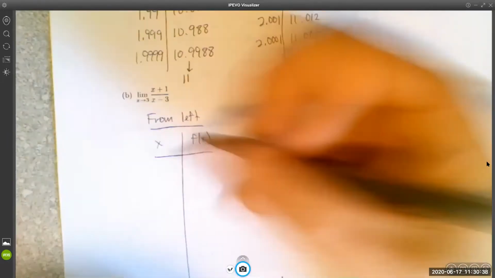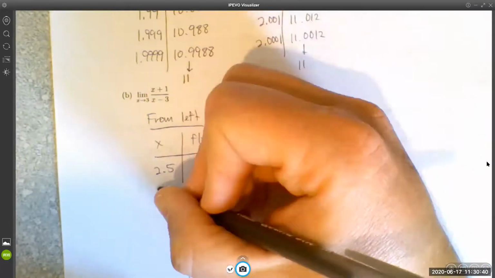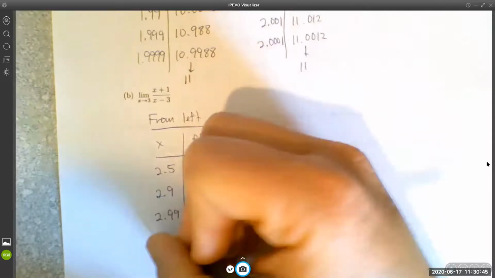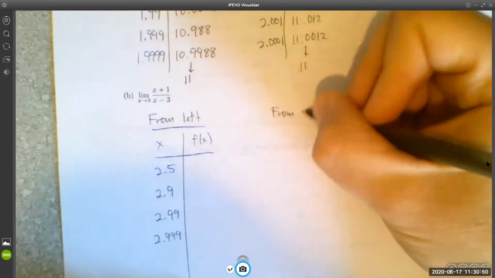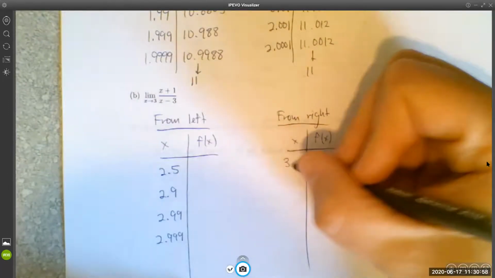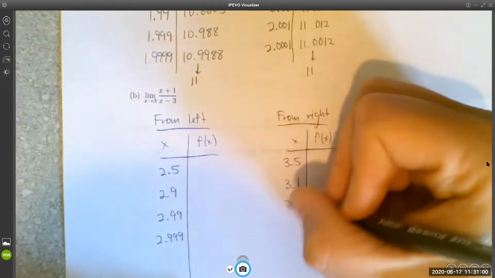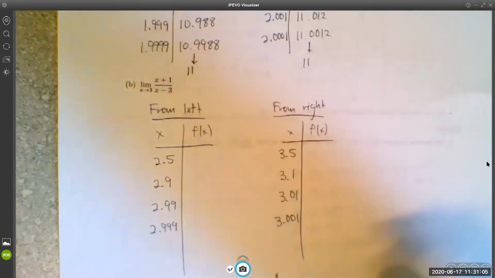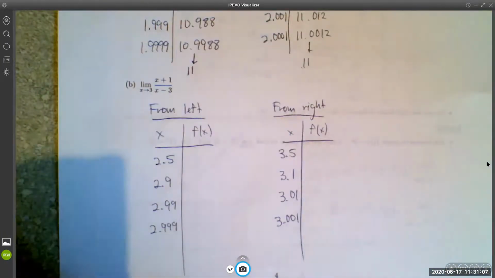So from the left, we'll be plugging in numbers slightly less than 3, like 2.5, and then 2.9, and 2.99, and 2.999. From the right, we'd be plugging in values slightly larger than 3, like maybe 3.5, and then 3.1, and 3.01, 3.001. Let's see what's happening. If you're following along, make sure to put parentheses around these things when you punch it into your calculator.